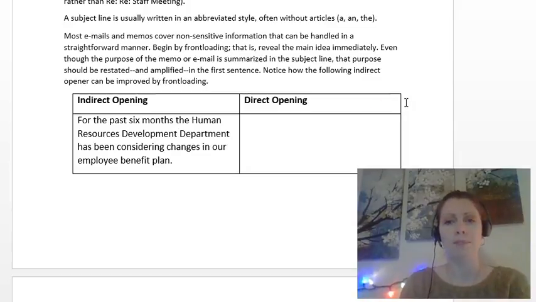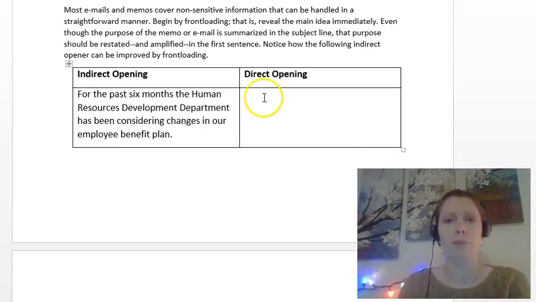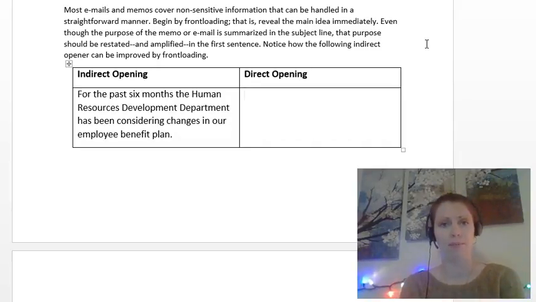So notice here, we're going to do an example together, how the following indirect opening can be improved by front-loading, or by getting that main idea right up front, so people know what's going on. So for the past 6 months, the Human Resources Development Department has been considering changes in our employee benefit plan. Okay, not bad. You get it. You know what they're talking about.